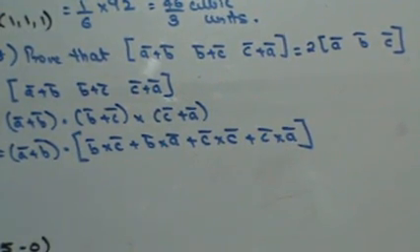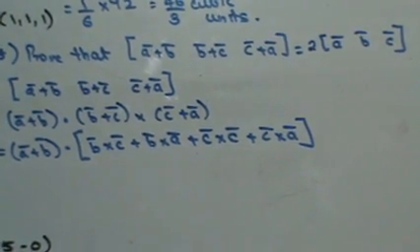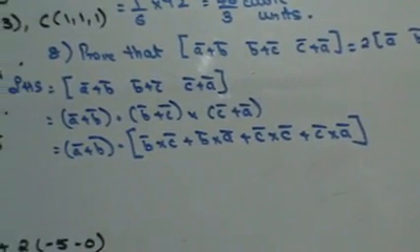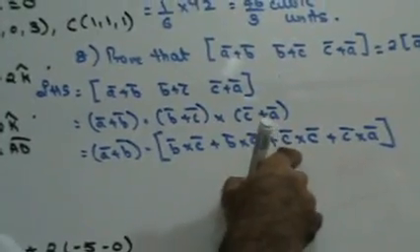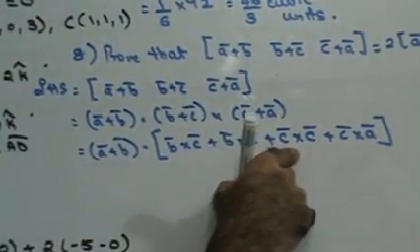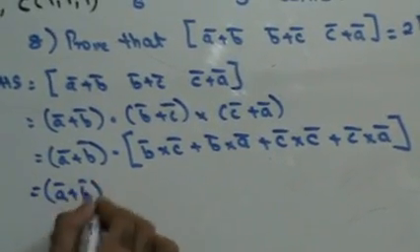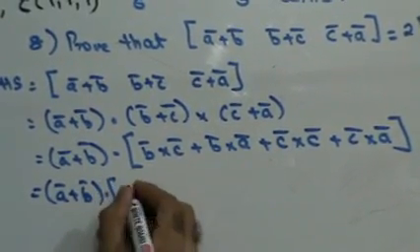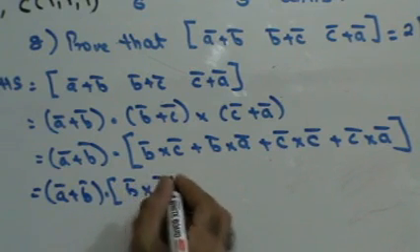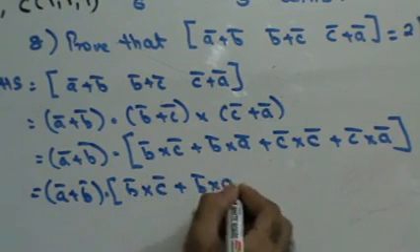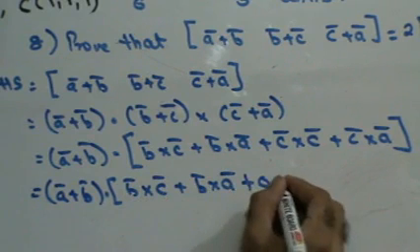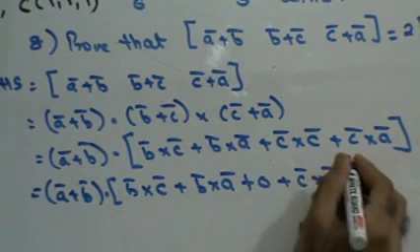Normal simple expansion. First I multiplied B vector with the second bracket, then I multiplied C vector with the second bracket. Now cross product of two identical vectors is 0. So this is going to be A vector plus B vector dot, B cross C plus B cross A plus 0 plus C cross A.